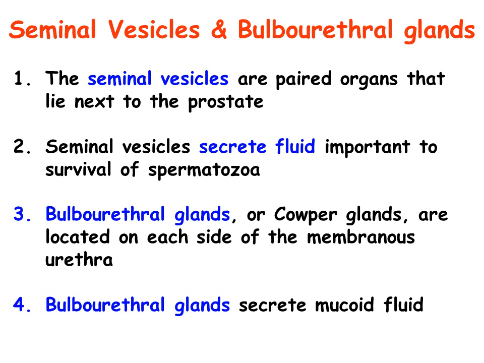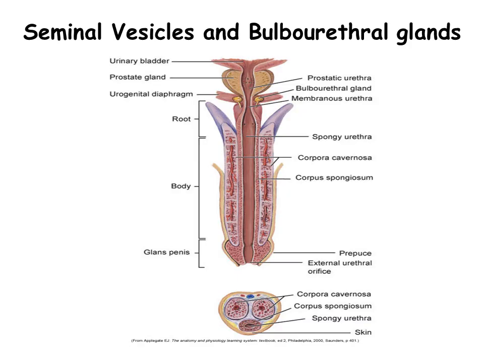The seminal vesicles are paired organs next to the prostate that secrete the fluid that is very important for the survival of the sperm. The bulbourethral glands are located on each side of the membranous urethra, and they secrete a mucoid fluid, which is also important for the sperm. This is a pretty nice picture of it, very clearly showing where they are located in terms of going from the bladder down the conduit, the urethra, into the penis.